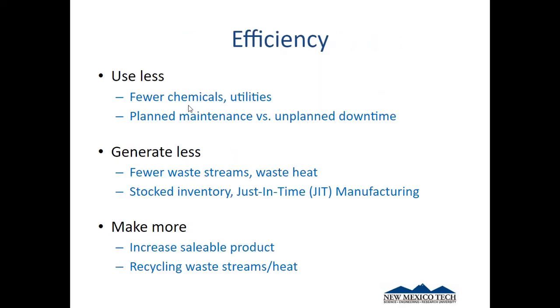And so what I mean by this is, for efficiency, maybe you use less of something, use fewer chemicals, use fewer utilities. How can you minimize unplanned downtime? Are belts breaking? Can you stop the belts from breaking? Can you stop having to clean things out as often, especially when you're not expecting it? So that's using less, generating less, so fewer waste streams, waste heat. Is there any way you can reuse? If you're generating heat somewhere, can you use that somewhere else in the process?